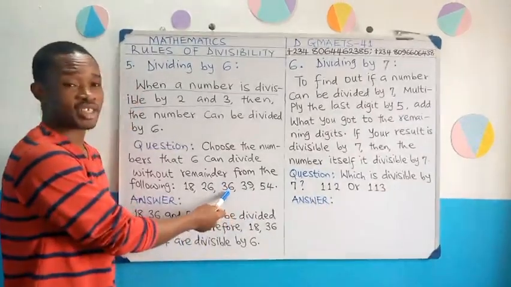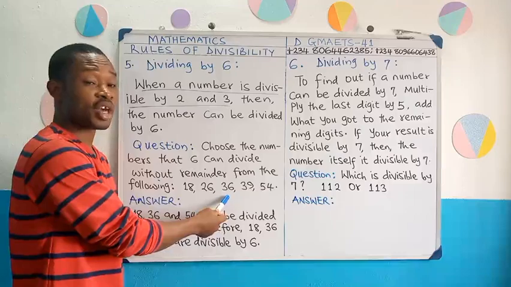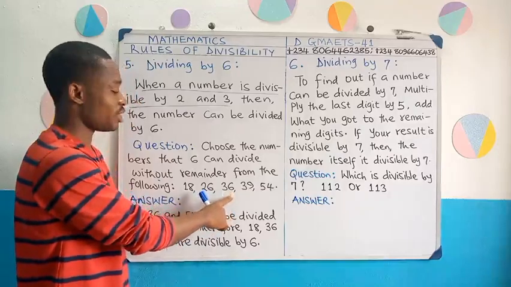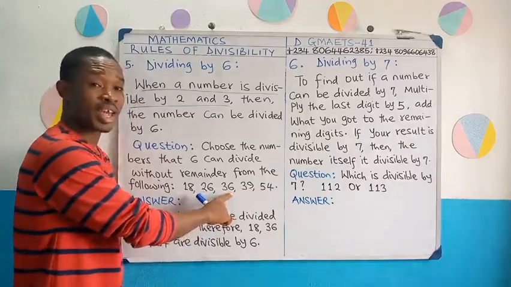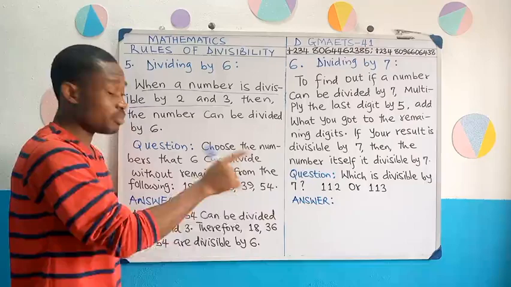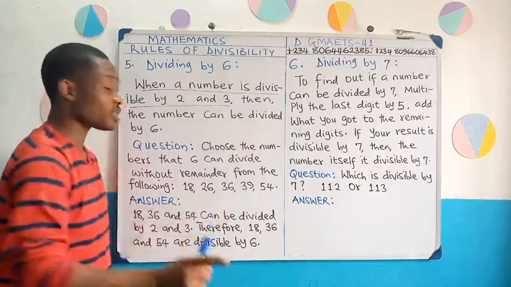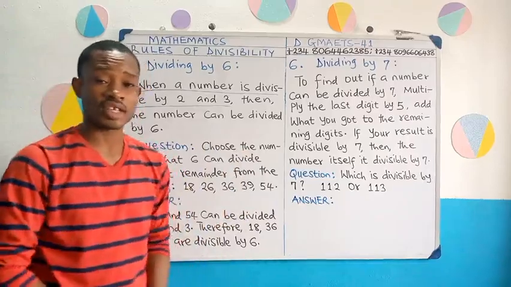36. 2 can divide 36. 3 can also divide 36. You can find out. The last digit here is an even number, 6, so 2 can divide it. If you add 3 plus 6, you get 9. 3 can divide 9, which means that 3 can also divide 36. So since 2 and 3 can divide 36, it means that 6 can also divide 36.